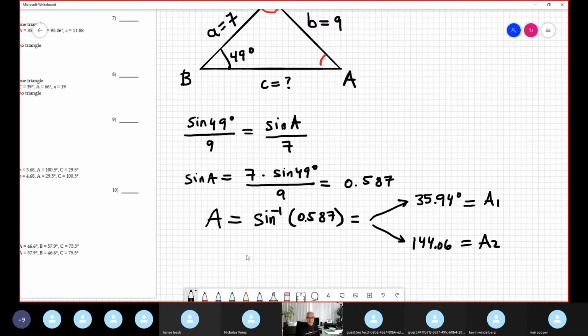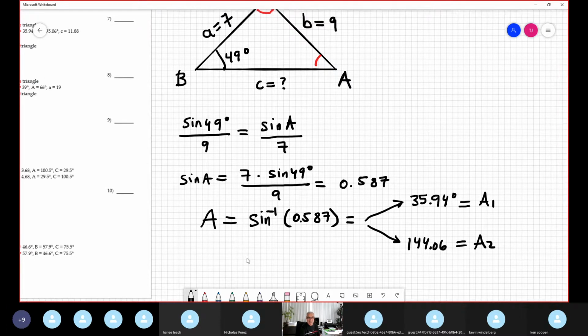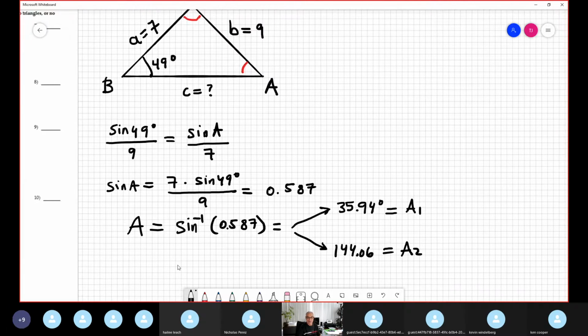You find the C. And angle C1 is, for example, 180 minus 35.94 minus 49. And the answer is 95.06 degrees. Okay, nice, acceptable.